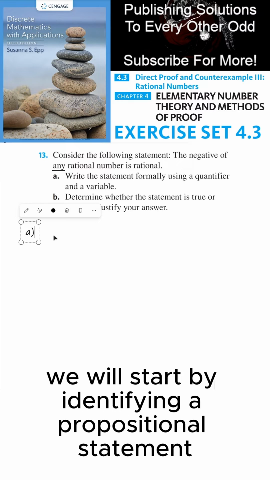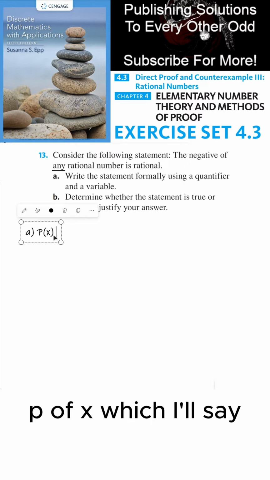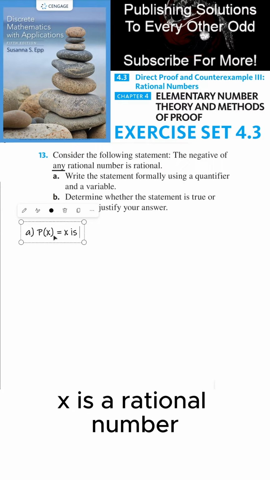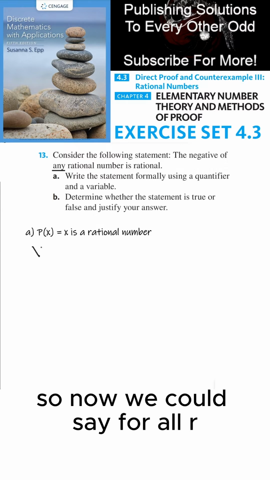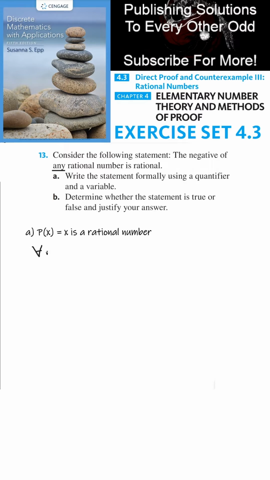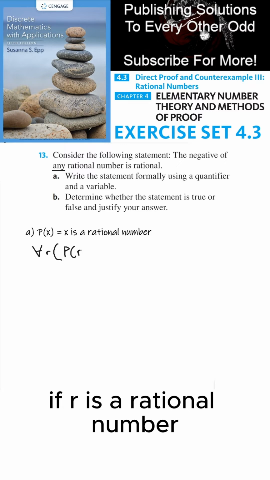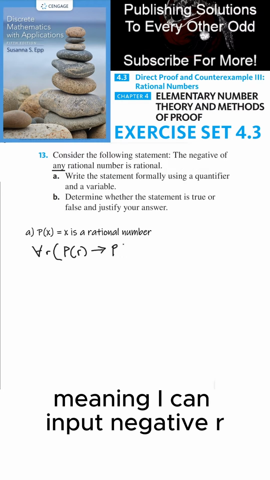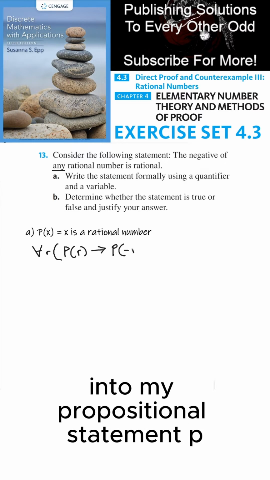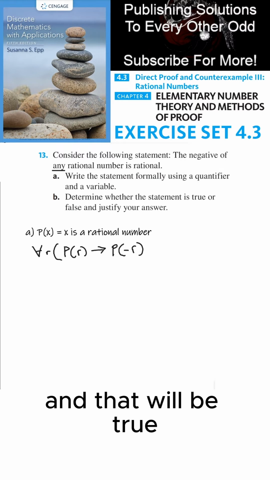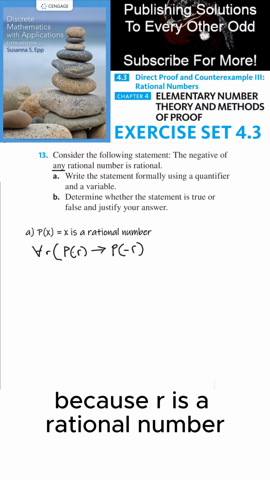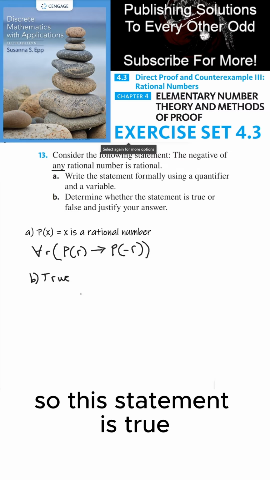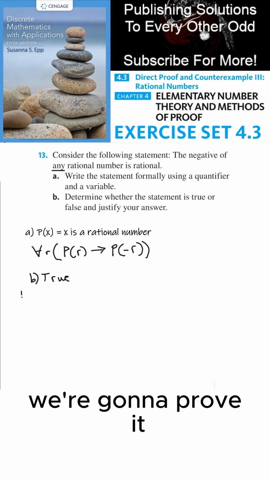So for part A, we will start by identifying a propositional statement, P of x, which I'll say x is a rational number. So now we could say for all r, if r is a rational number, then the negative of that rational number is rational, meaning I can input negative r into my propositional statement P, and that will be true because r is a rational number. So this statement is true, and to show that it's true, we're going to prove it.